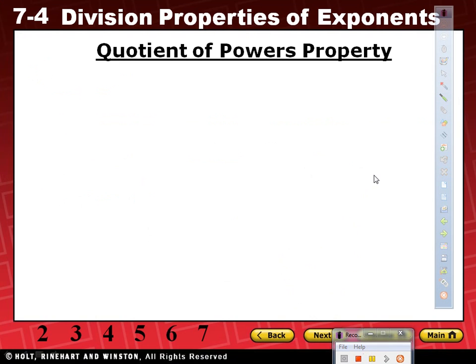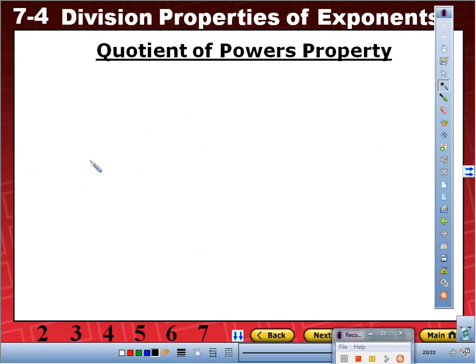Okay, so we got the steps. Right underneath, quotient of powers properties. For this quotient of powers property, I want you to write example Q. Write this down. 3 to the 6th power over 3 to the 4th power.